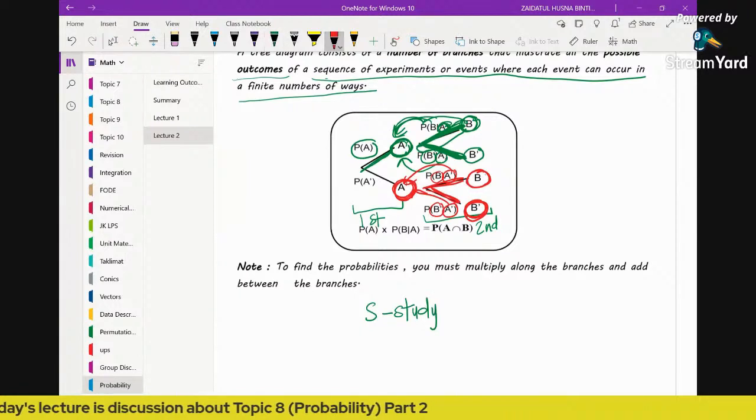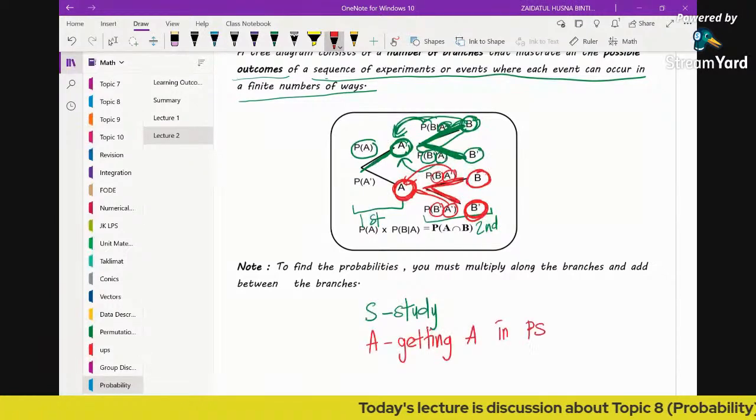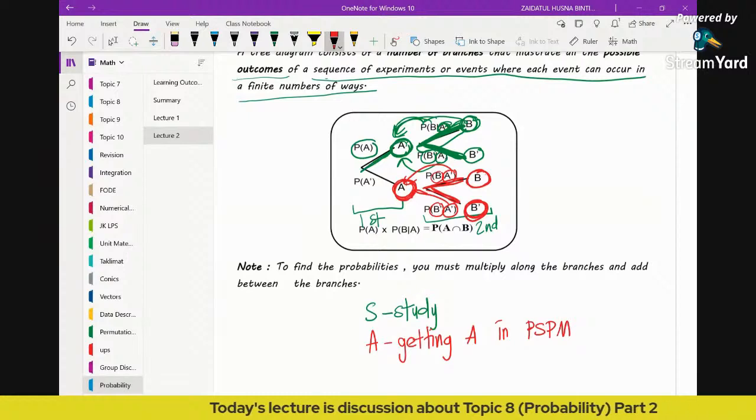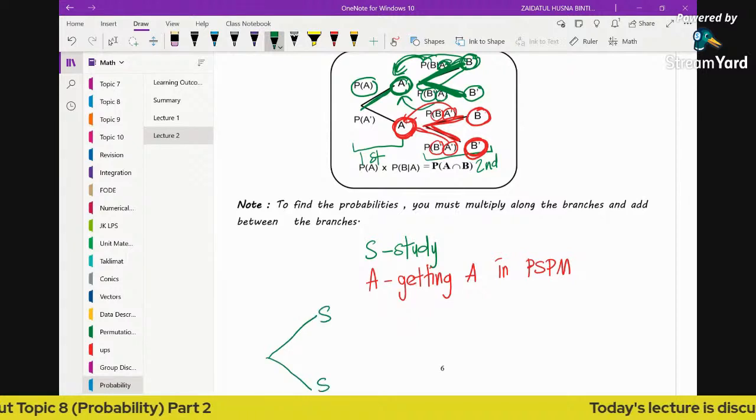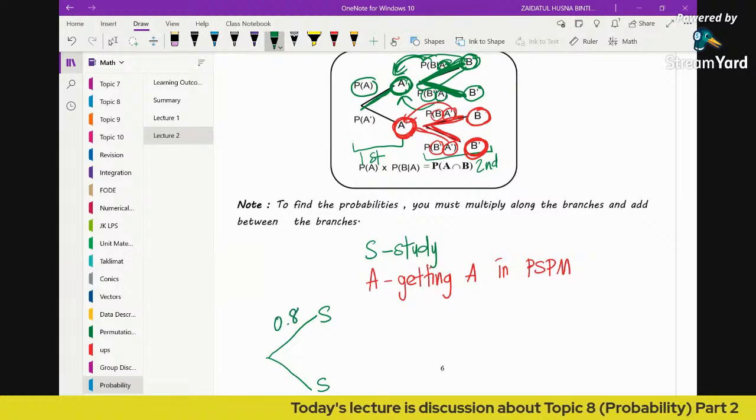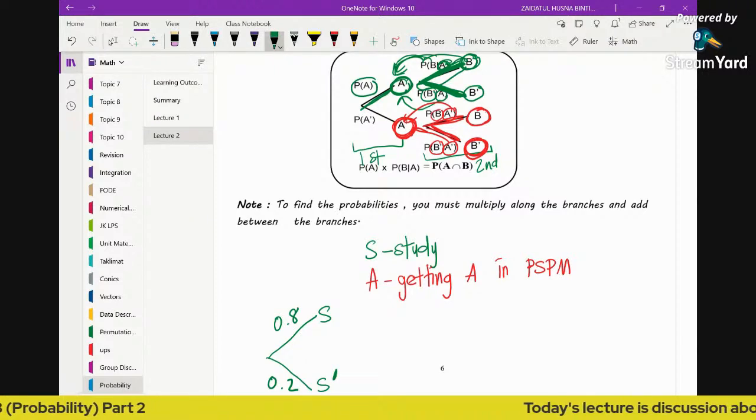And A is the event of getting A in PSPM. Contoh lah. Okay, for matriculation students, the probability that a matriculation student will study is 0.8. Kenapa 0.8? Sebab ada juga yang tak study kan, betul tak? So maksudnya ni S prime yang tak study lah. So ada kebarangkalian pelajar study 0.8, and the probability that the students do not study is 0.2.